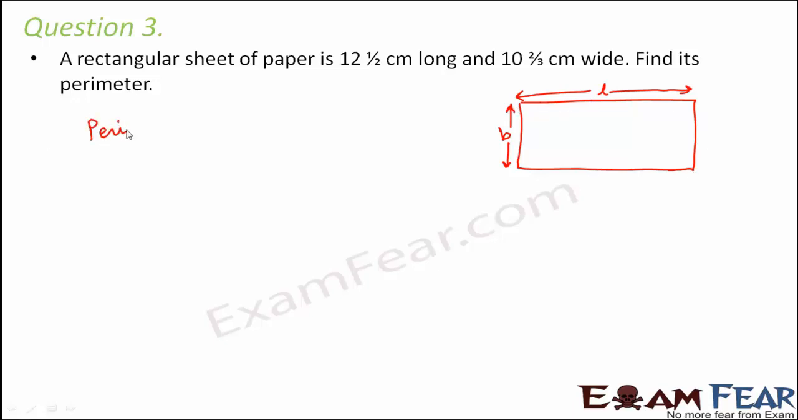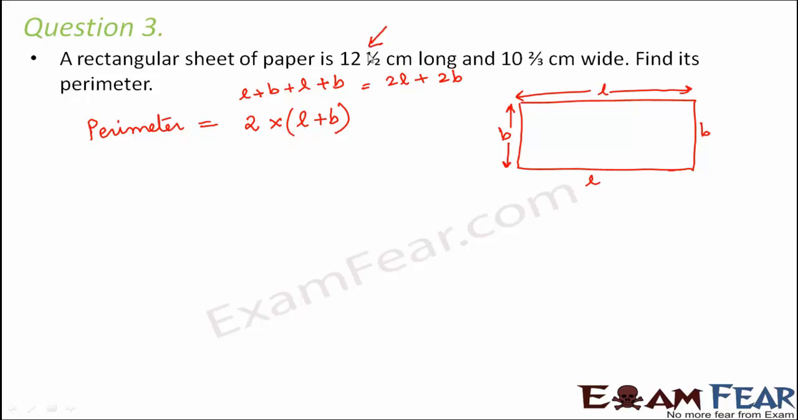So perimeter is nothing but the boundary. So we can say that perimeter will be equal to length plus breadth plus length plus breadth. So that means basically the perimeter is equal to 2 into length plus breadth. That would be the perimeter because perimeter is actually length plus breadth plus length plus breadth. This is L, B, again L, again B. So this would be equal to 2L plus 2B, which can be written as 2 into length plus breadth.